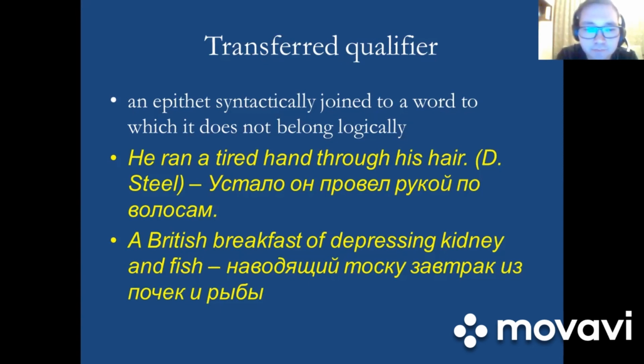Another example: a British breakfast of depressing kidney and fish. Наводящий тоску завтрак из почек и рыбы. So again, we can see that the word depressing is used with the words kidney and fish, but actually kidney and fish cannot be depressing, right? So the person is depressed when he is eating it.